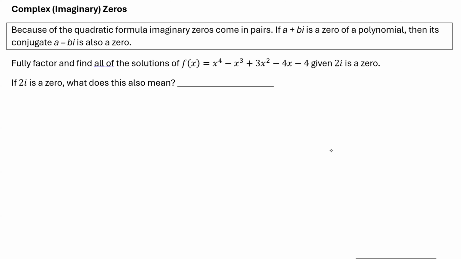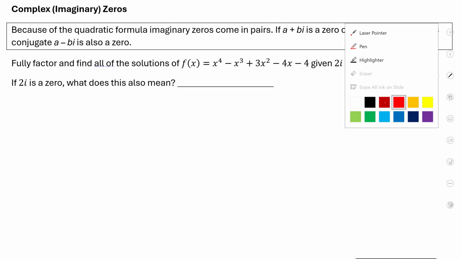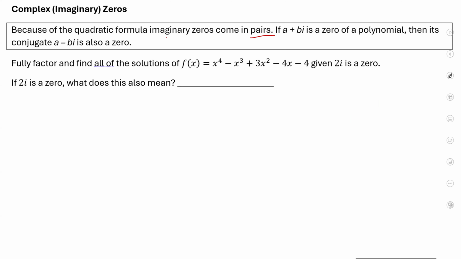Because of the quadratic formula, imaginary zeros come in pairs. So if a plus bi is a zero, then the conjugate a minus bi is also a zero. For example, if x is equal to 7 plus i, another solution is x equals 7 minus i. Both of them are going to be solutions. So if you have an imaginary zero, it comes in pairs.